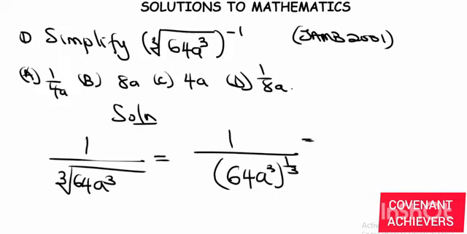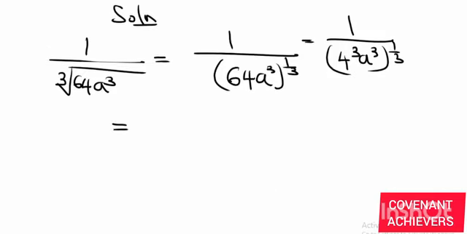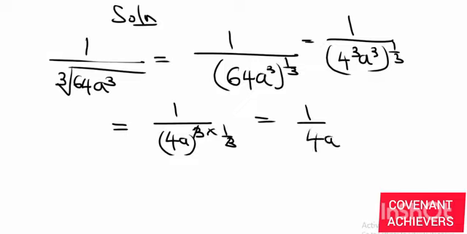Then, if you can find the cube root of 64 and the cube root of a raised to power 3, here we can do it this way. 1 over 64 can be written as 4 raised to power 3, and a raised to power 3, raised to power 1 over 3. Going further, since this is 4 raised to power 3 and a raised to power 3, it can be written as 4a raised to power 3, then times 1 over 3, which is the power there before. So this cancels this. So the answer becomes 1 over 4a.